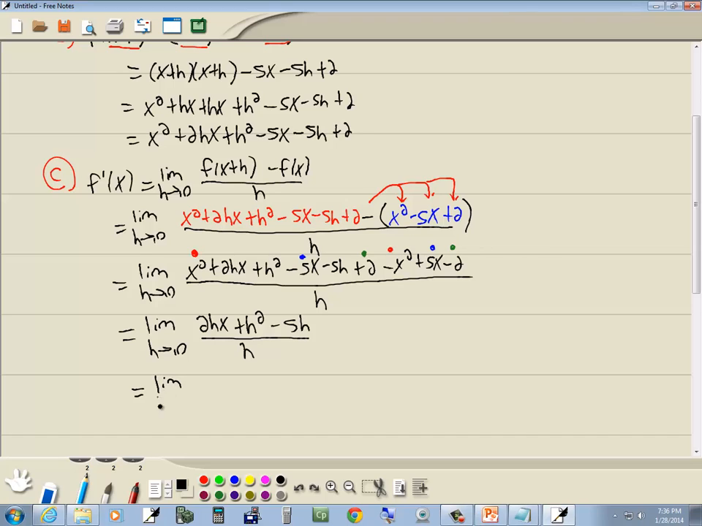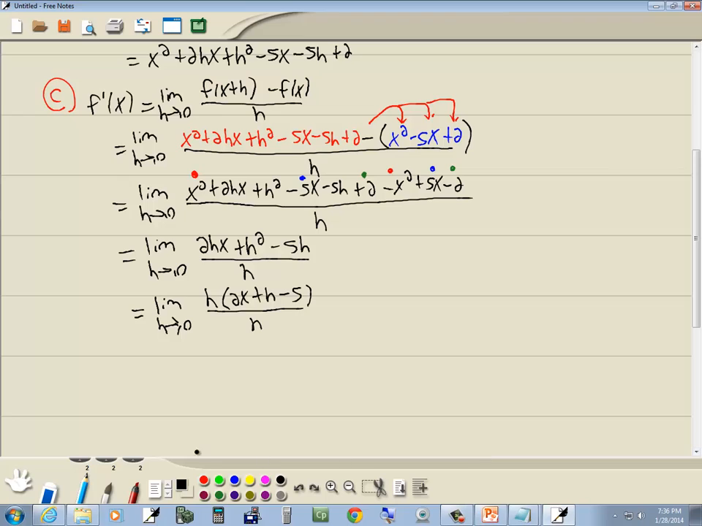Now notice that all the terms up on top have an h in common, so we can factor that out. That's our GCF. So factor out an h, and that gives us h times 2x plus h minus 5 over h. Now since it's h times up on top, the h is going to cancel. And we've got limit as h goes to 0 of 2x plus h minus 5.